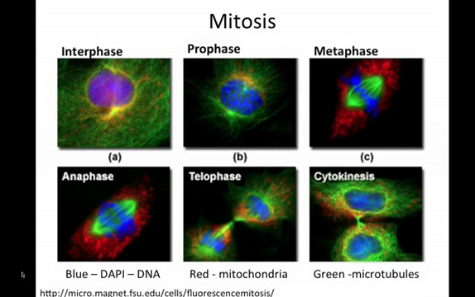And then it duplicates. Your centrosome duplicates and becomes your mitotic spindle. And so that's what you see happening here in prophase. And then you see attachment to, so remember DNA is blue, you see attachment to your chromosomes.